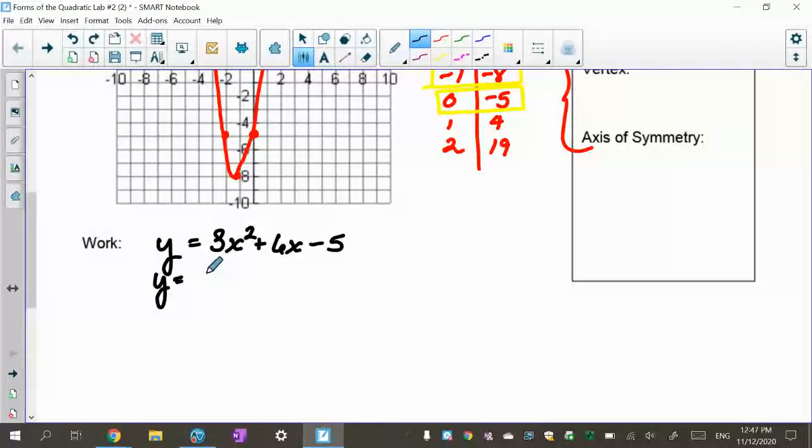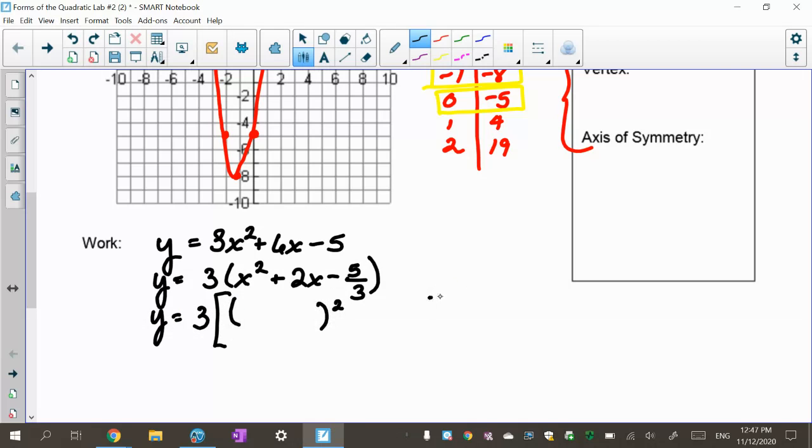Then I'm going to factor out the 3 because I need to have just a 1 in front of the x squared. 6 divided by 3 is 2. Negative 5 divided by 3 is not even, so I'm going to leave it like that. So y equals 3. Do my big brackets because now I'm going to force the existence of a perfect square binomial. x, keep the sign, half the middle.